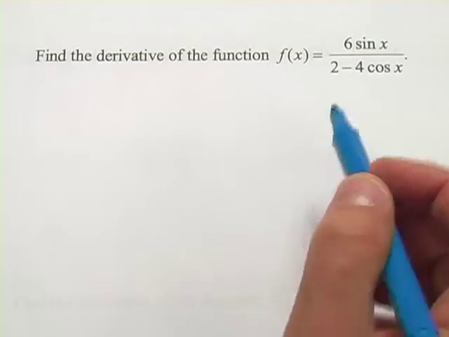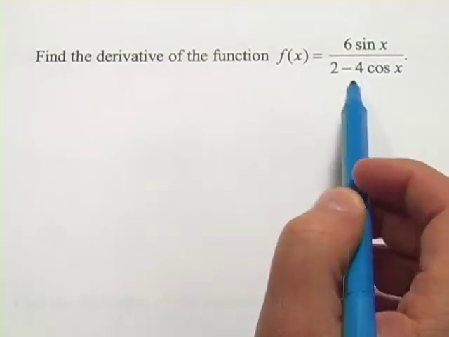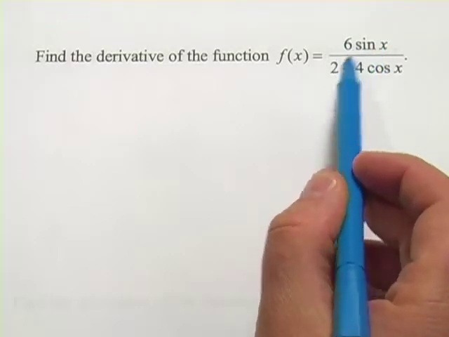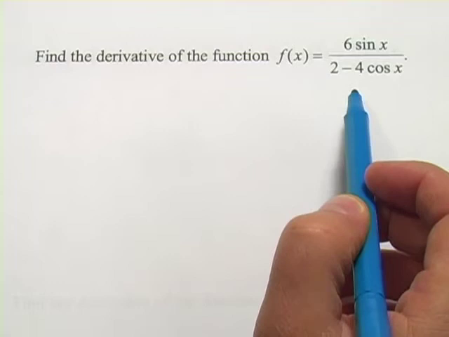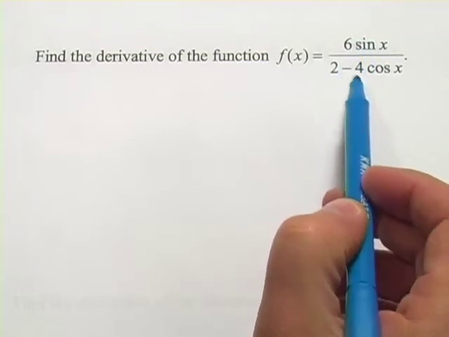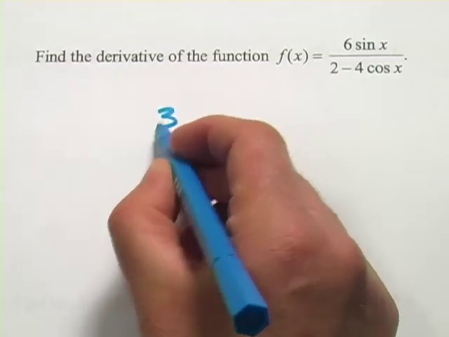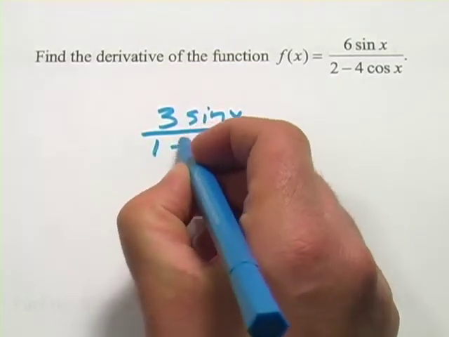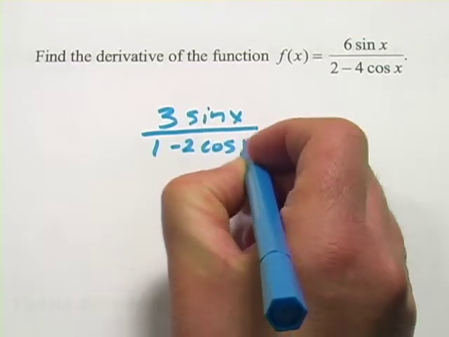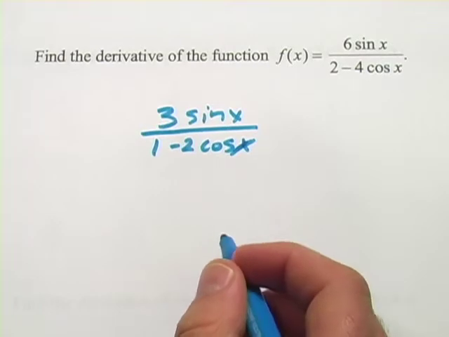So in this next one we have a quotient. So we're going to be applying the quotient rule, which I remember as low d high minus high d low all over low squared. But before we do that, it looks like we can simplify this fraction. I can take a 2 out of the top and a 2 out of the bottom, so I think I'm going to do that to start with. So this would become 3 sine x over 1 minus 2 cosine x. Might as well make it simpler right off the bat.